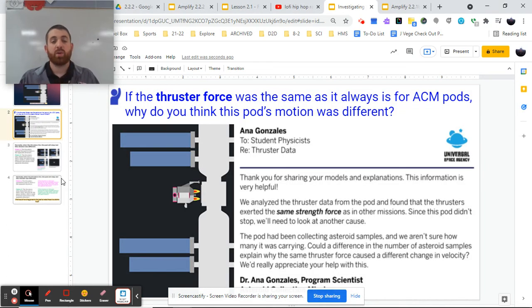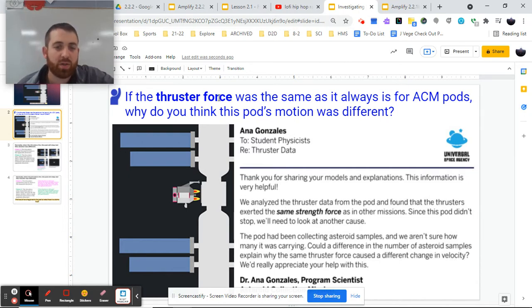So in an earlier lesson, we looked at how Dr. Gonzalez sent us an email about what they knew about the space pod situation. They knew that the thrusters were exerting the same strength force as in any other mission, but they had no idea what was going on with the asteroid samples. They didn't know how many it was carrying. And they asked themselves, could this difference in asteroid samples explain why the thrusters cause a different change in velocity? So that's what we're going to look to really understand.